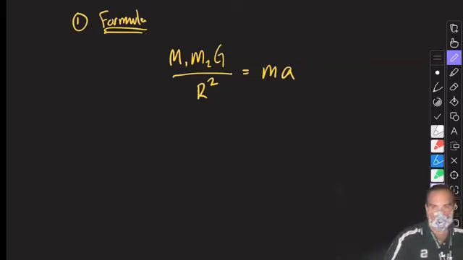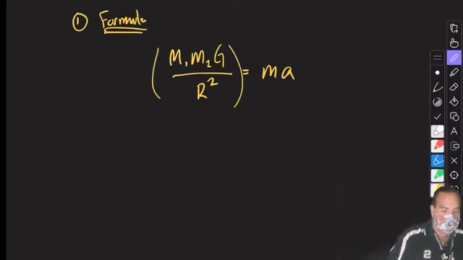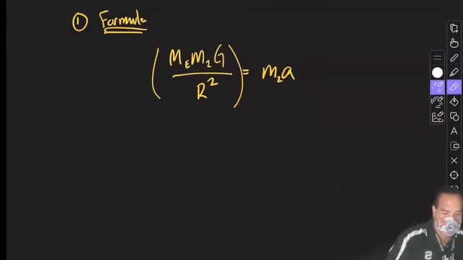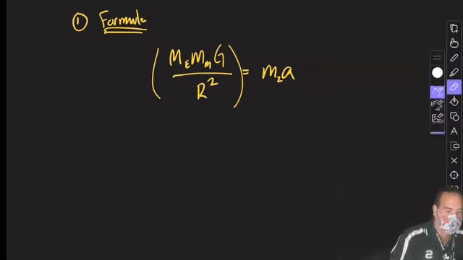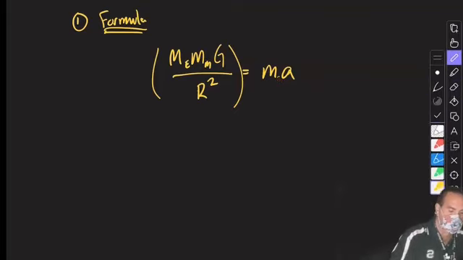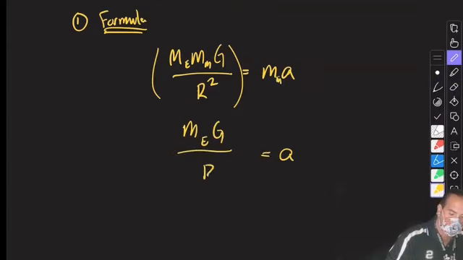So to get the formula for the acceleration of gravity, I set the force of gravity equal to ma, recognizing that this is one of the objects. So if it's the Earth and me, then this mass is the mass of me. That means that the acceleration of gravity is the mass of the Earth, G over r squared. Now I've got step 1. I have my formula.